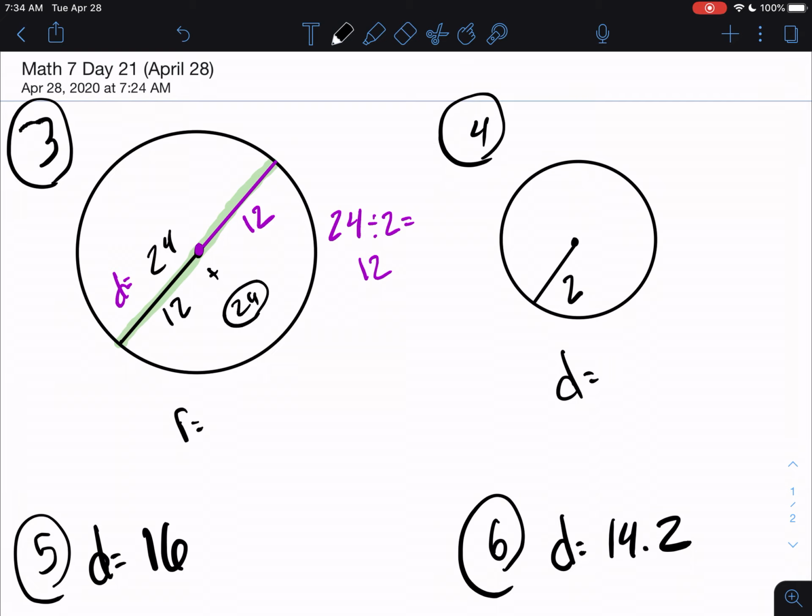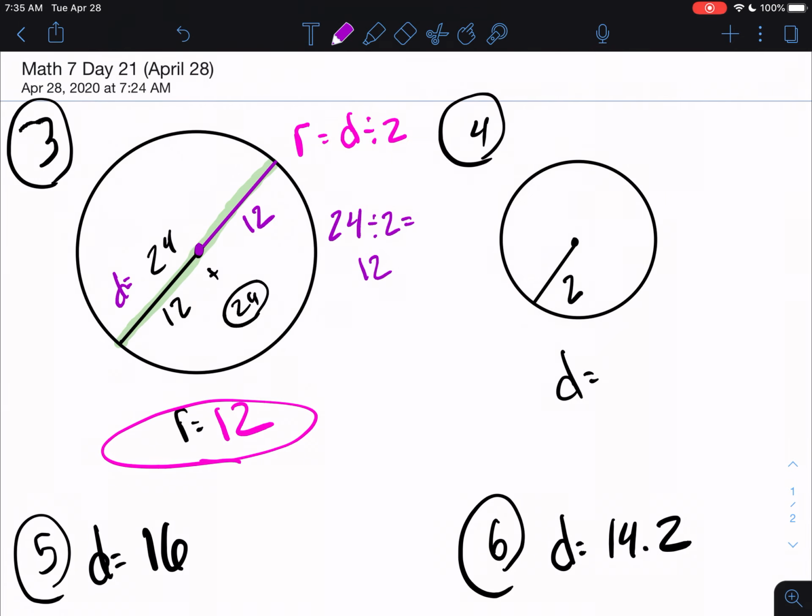And so let's write that down a little more clearly. I'm going to change from black, though. So to find your radius, you would take your diameter D and divide by 2. You just split it in half. So that means our radius here is 12. And that's what we would put in number 3, 12.